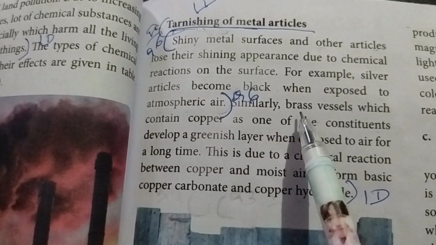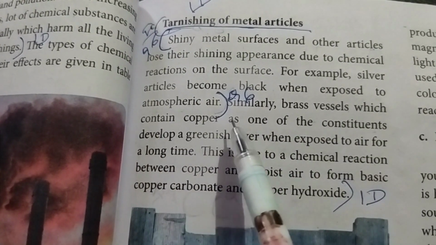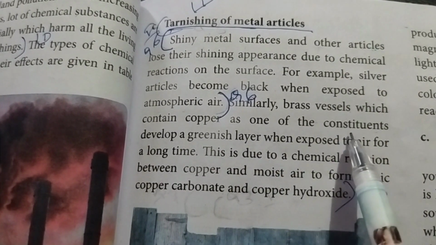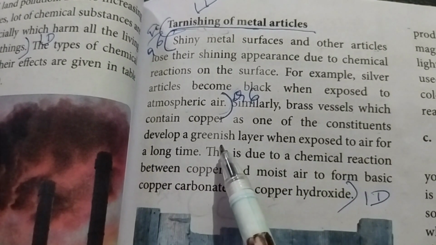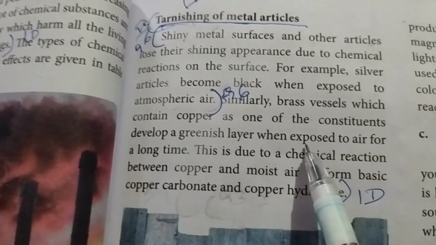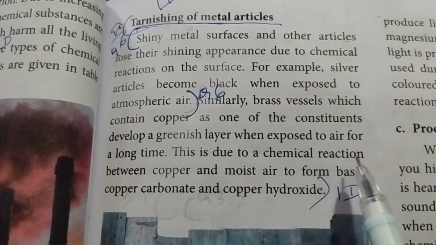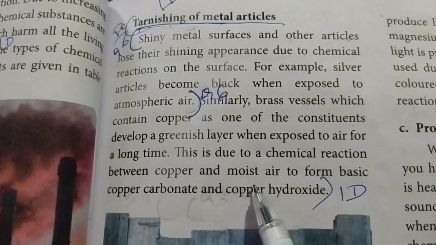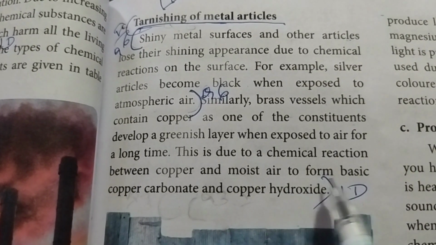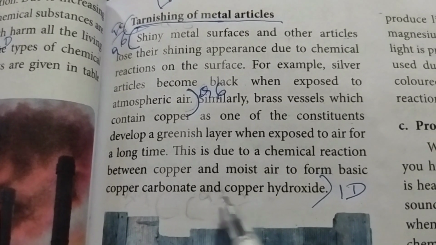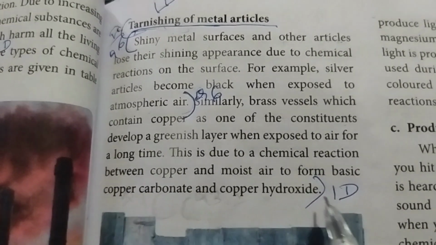Similarly, brass vessels which contain copper as one of the constituents develop a greenish layer when exposed to air for a long time. This is due to a chemical reaction between copper and moist air to form basic copper carbonate and copper hydroxide. Up to this, the first detailed answer.